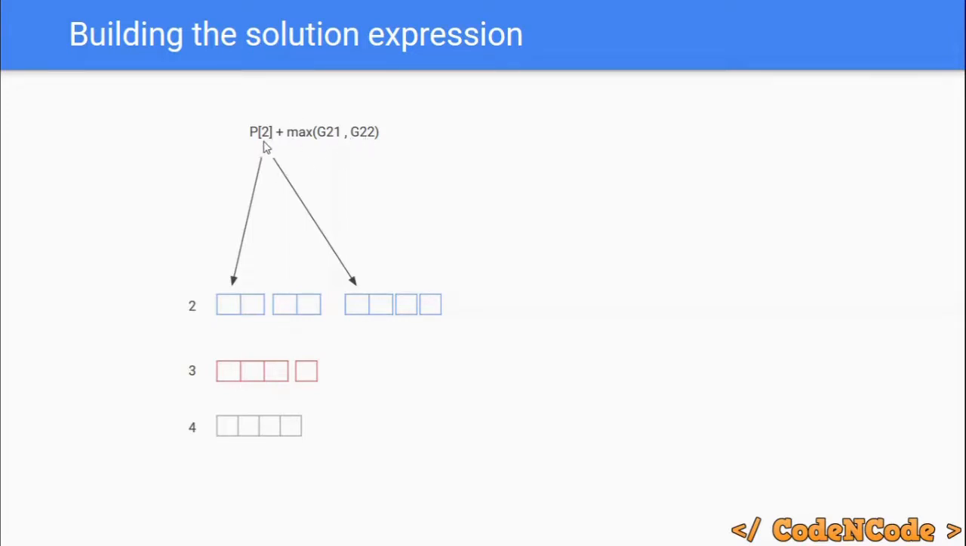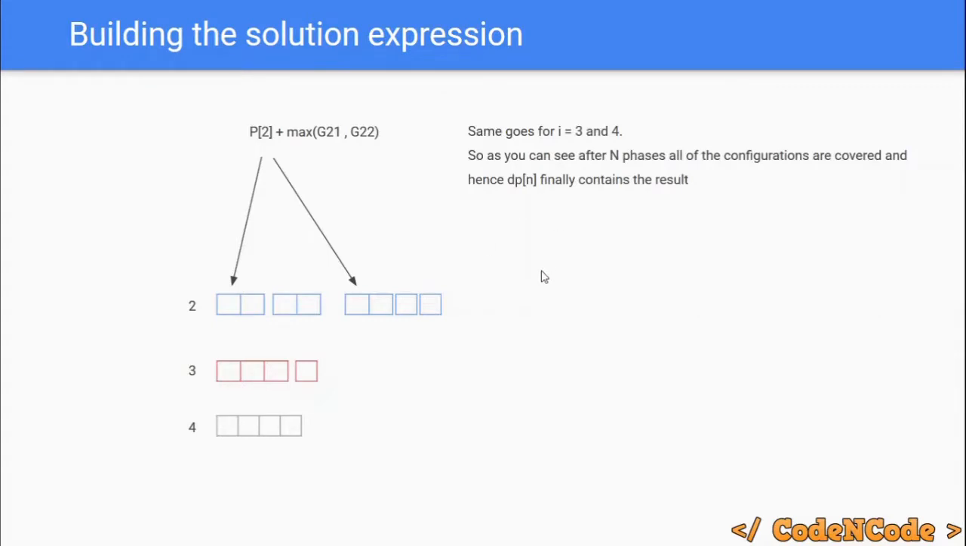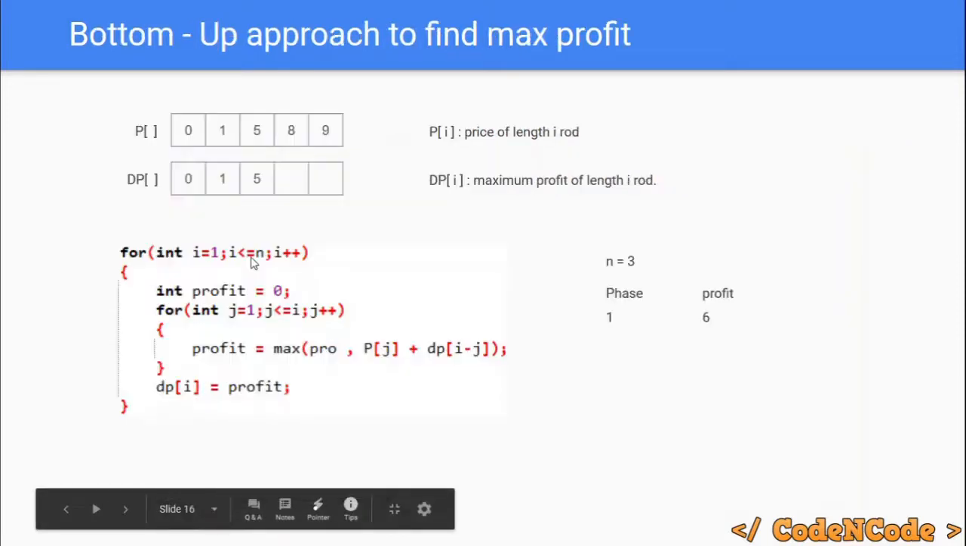So you can see this is p of i plus dp of n minus i. Similarly for length 3 and 4, this is true. So now you see, when you are going through all of the phases, you are actually going through all of the groups and taking the maximum of all of them, and this way you are making sure that all of the configurations are being covered, and that is why we have this formula right there.